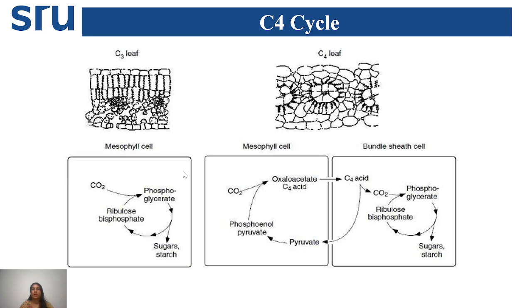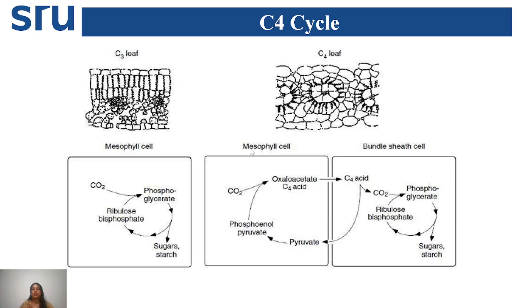So if anyone asks about the difference between C3 and C4: Kranz anatomy is present here, while it is not present in C3, and the complete Calvin cycle, or carbon dioxide fixing, takes place in a single cell. In C4 it takes place in two cells. In C3, the first acceptor of carbon dioxide is Rubisco, ribulose 1,5-bisphosphate. Here, the first acceptor of carbon dioxide is phosphoenol pyruvate.